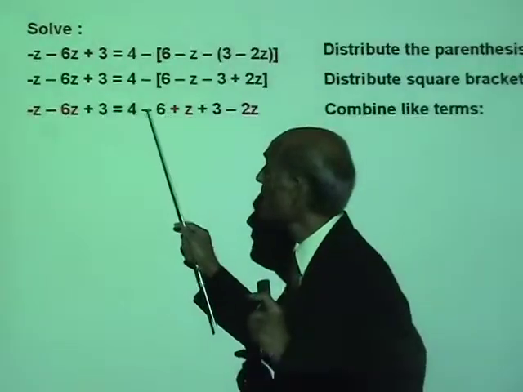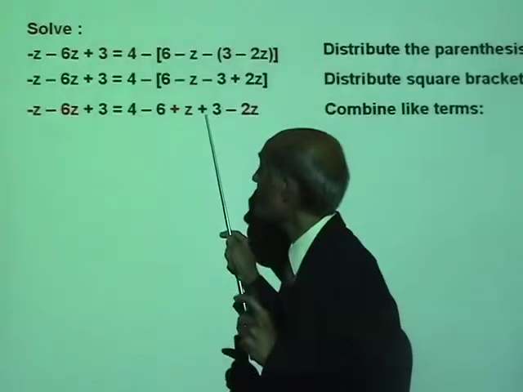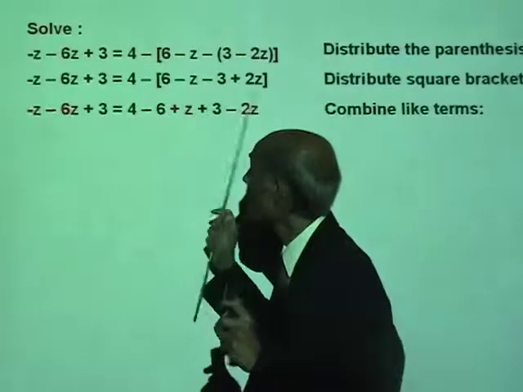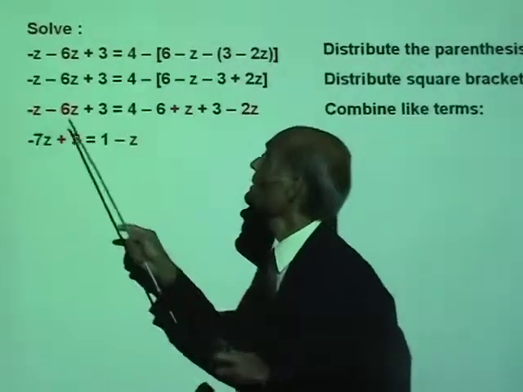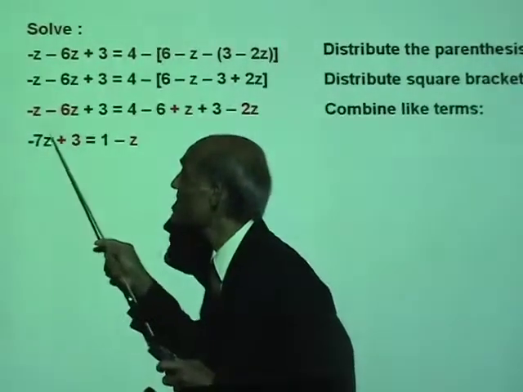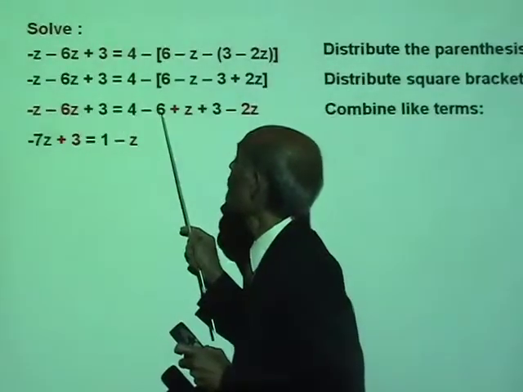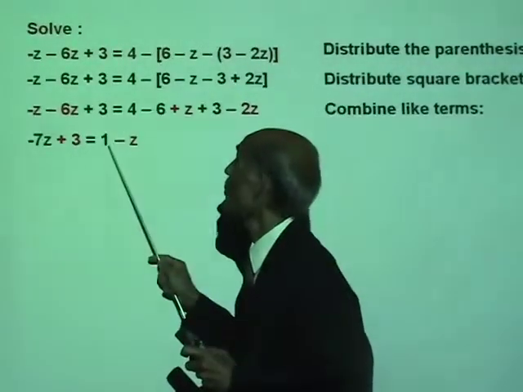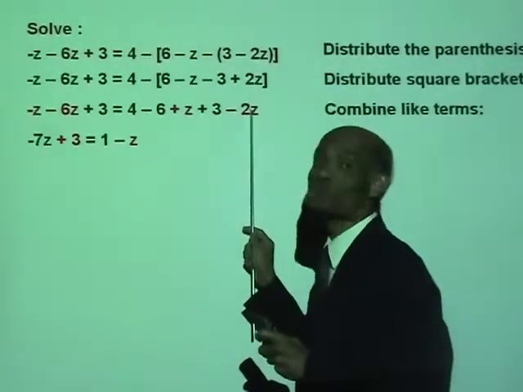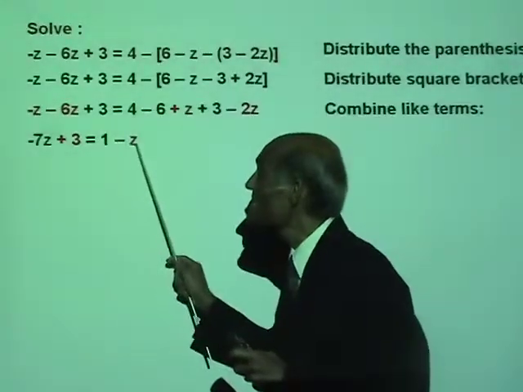Look how I did that again. This is a positive 4 added to the positive 3. That will give you 7. And then take away 6. Okay, let's combine the terms. Negative z minus 6z is a negative 7z plus 3, equal to 4 minus 6 plus 3, which is 1. And what is a positive z minus 2z? Positive z minus 2z is a negative z.